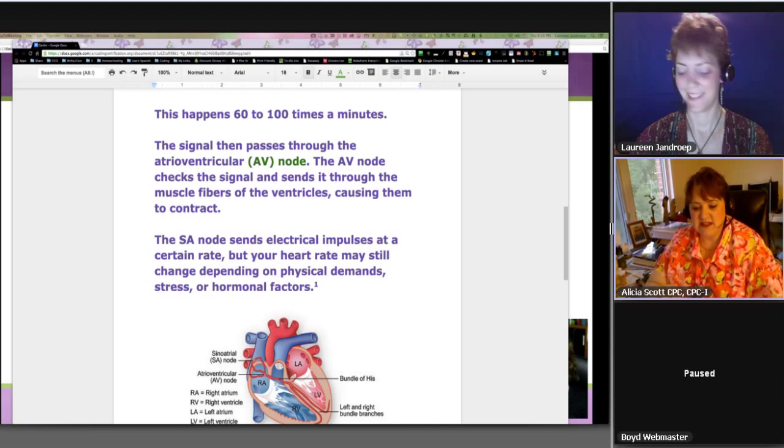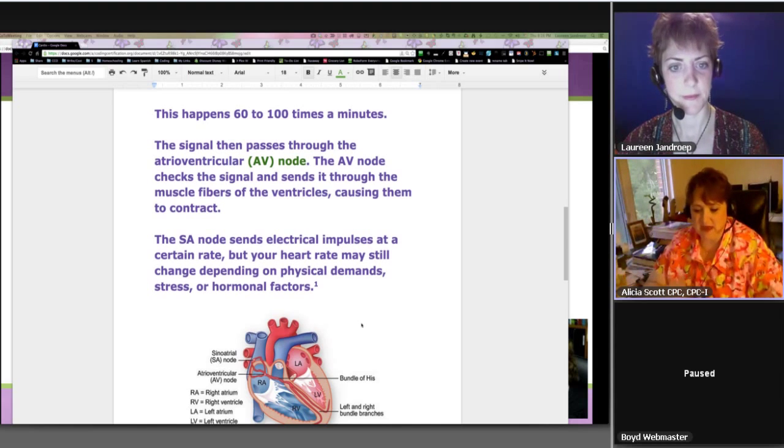So the SA node sends the electrical impulse at a certain rate. Okay, so think of it going zit, zit, zit, zit. I can't even do it that fast. But your heart rate may still change depending on the physical demands. So let's say that you're out for your morning jog. Of course, your heart rate's going to go up. You have a scare, your heart rate's going to go up. Hormonal factors actually will make the heart rate change, but the heart is still working the electrical current at the same pace, okay? And that signal from the brain to the heart can get a little messed up once in a while.